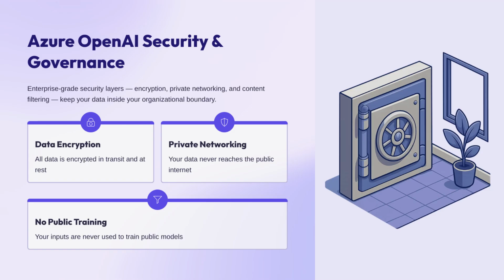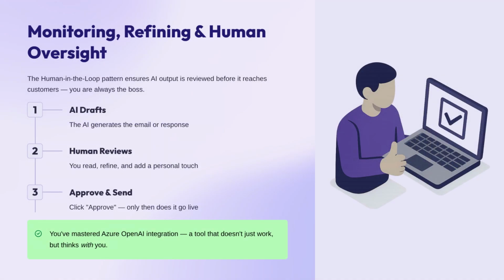So now that we have mastered the safety and the logic of our new brain, you might be wondering how to check if the AI is actually doing a good job or if it needs a little more coaching. Well, that brings us right into our next step, which is monitoring and iterative refining. Finally, we reach refining and human oversight. This technical area focuses on the human in the loop pattern, where the AI's generated output is reviewed or approved by a person before it is sent to a customer or saved as a final record.